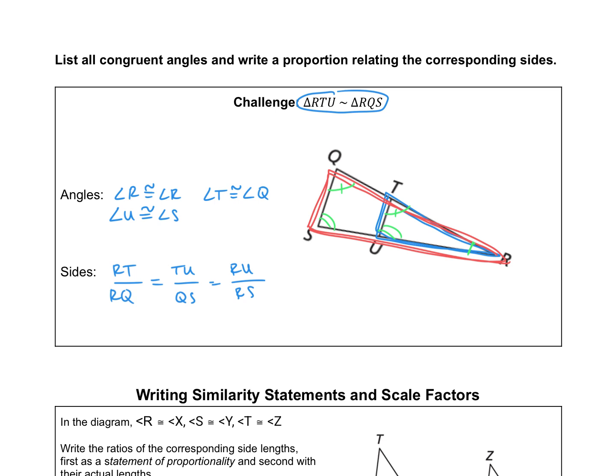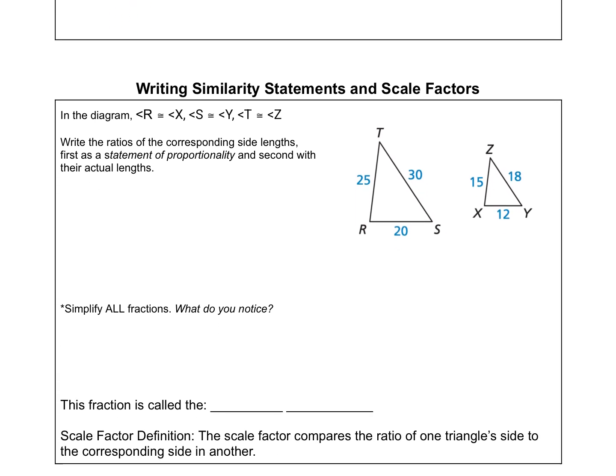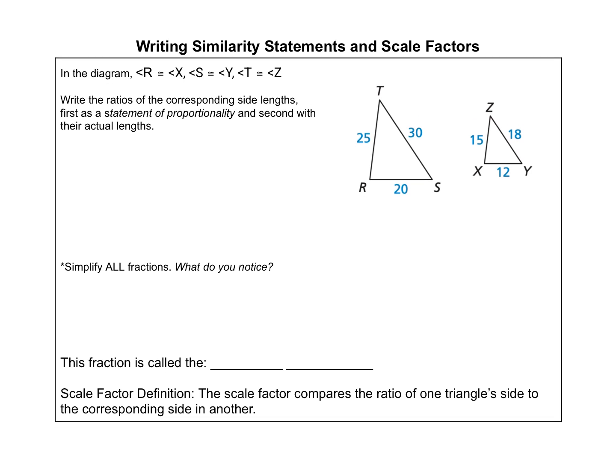Okay. So, moving down. We're going to look at this example right here. It says in the diagram, angle R is congruent to angle X, angle S is congruent to angle Y, and angle T is congruent to angle Z. So let's mark that real quick. Angle R is congruent to angle X. Angle S is congruent to angle Y, and angle T is congruent to angle Z.